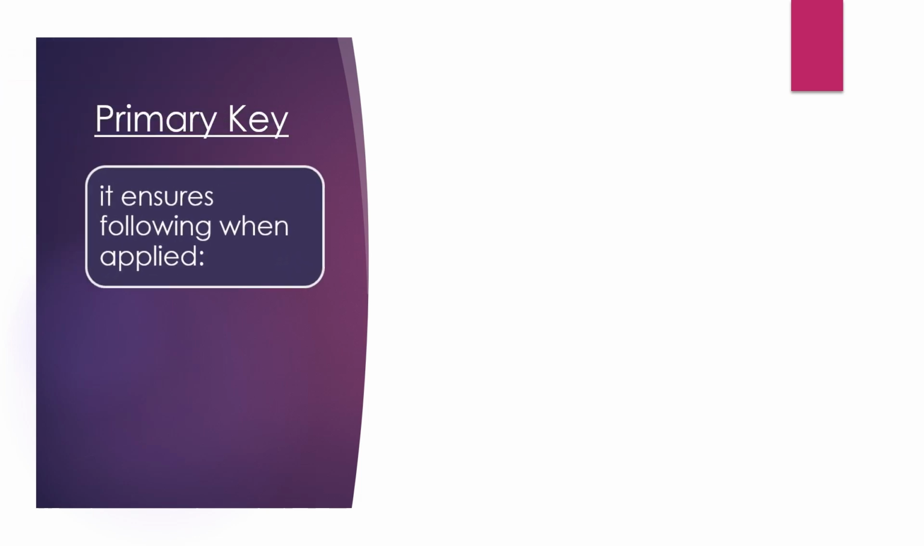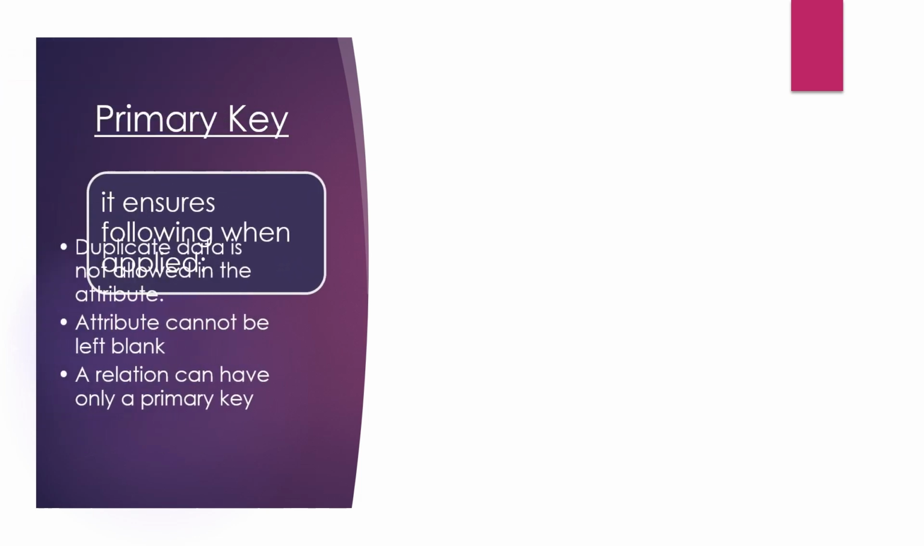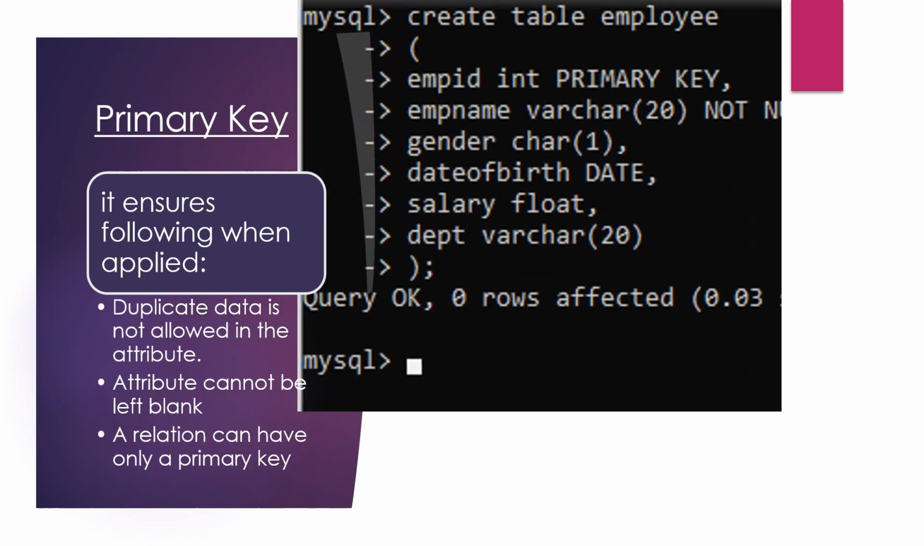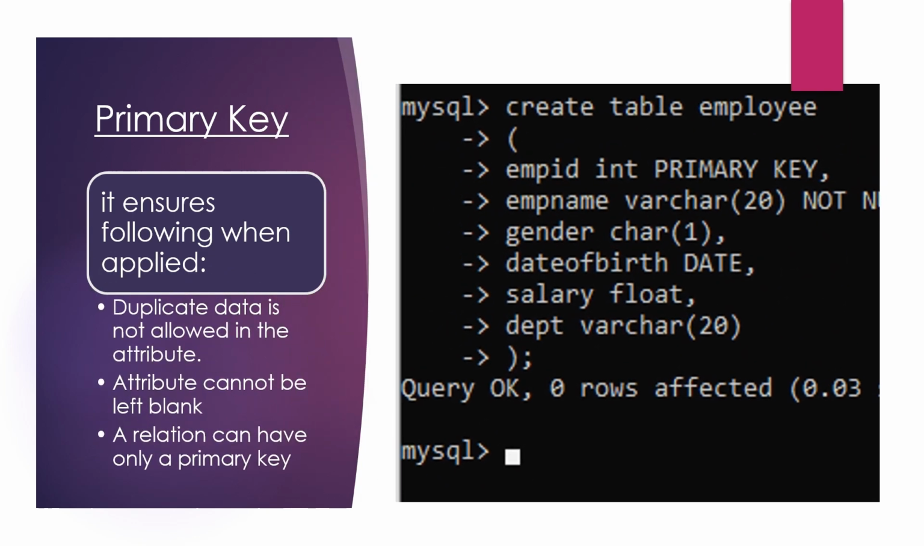Primary key. It ensures the following when applied. Duplicate data is not allowed in the attribute. The attribute cannot be left blank. A relation can have only one primary key. Examples are given there.